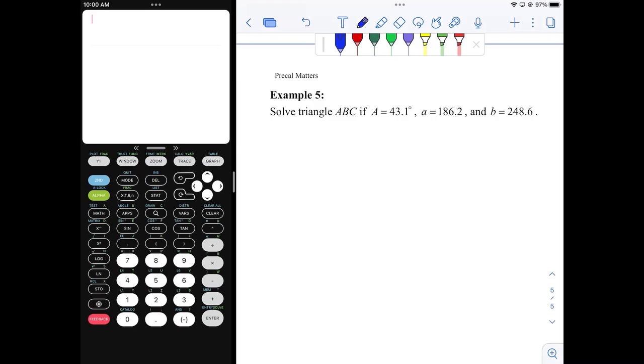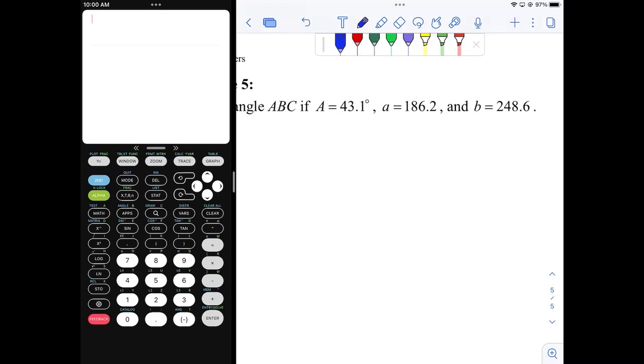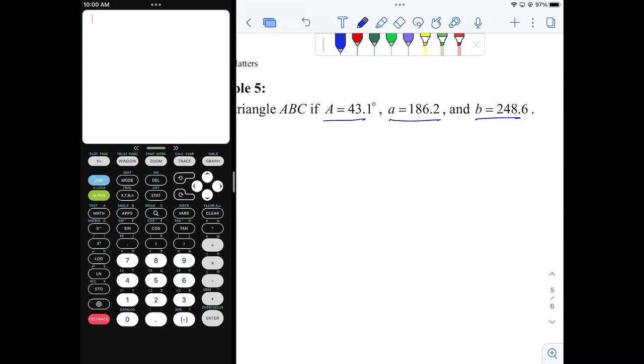Example 5. Solve triangle ABC if big A is 43.1, little a is that, and little b is this. So is this the ambiguous case? It is, right? Good. Two sides and one angle, and there's a repeated letter. So it is the ambiguous case.